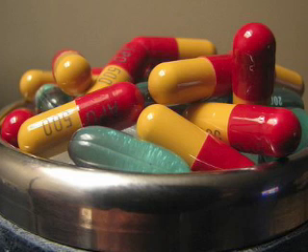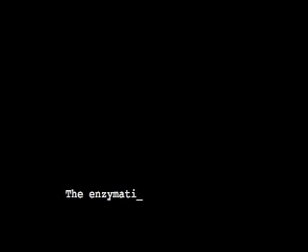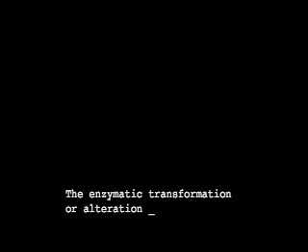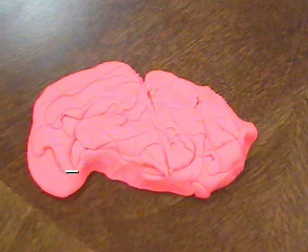Drugs, like any other substance absorbed by the body, must undergo metabolism. Well, what is metabolism? Metabolism is the enzymatic alteration of a drug's structure. Just like food gets broken down by the body, so do drugs, and this mainly occurs in the liver.